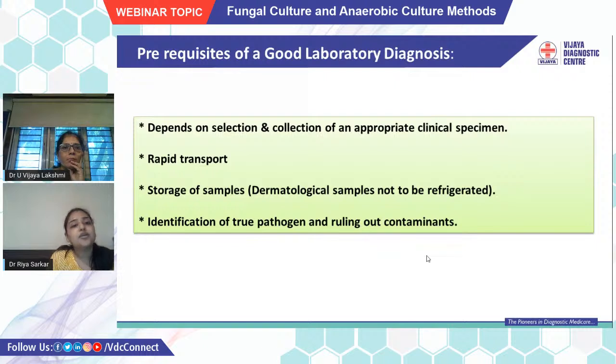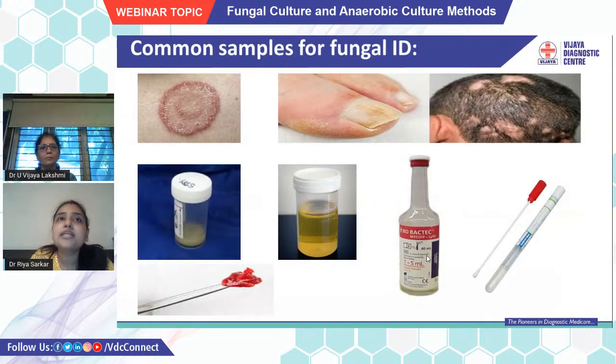A good laboratory diagnosis depends completely on selection of an appropriate clinical sample and its collection. Then comes the rapid transport of the sample to the laboratory as soon as possible. In the lab, we store the samples generally at 2 to 8 degrees Celsius, except for the dermatological samples that are not to be refrigerated. This storage of samples is also vital information. Apart from this, identification of a true pathogen and ruling out contaminants is the basic funda of a good laboratory diagnosis. These are the common samples that we get in our lab for fungal infection IDs.